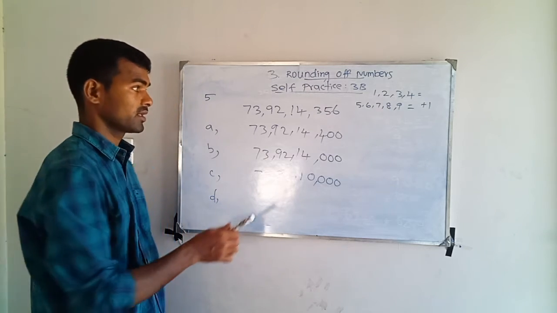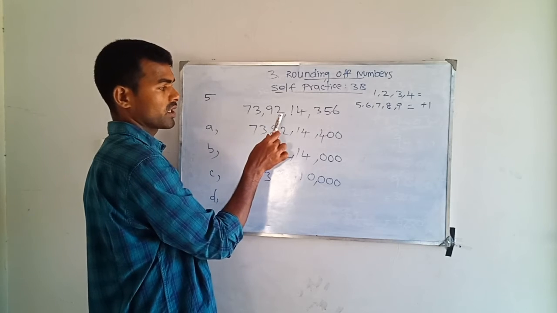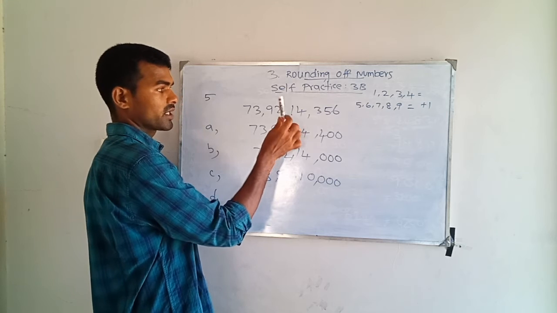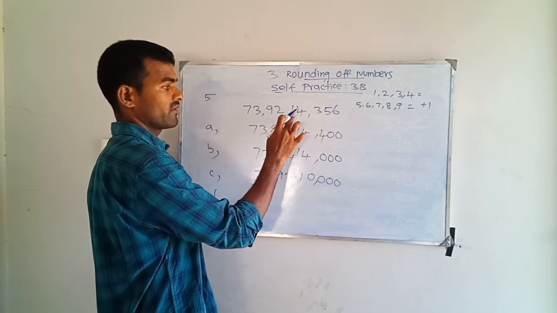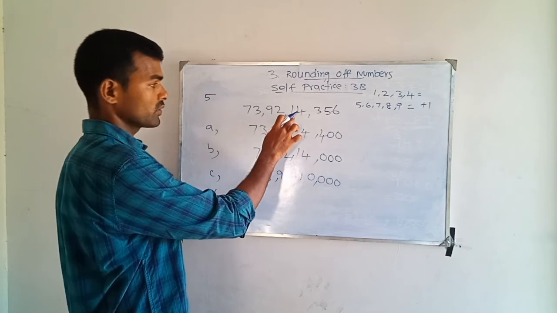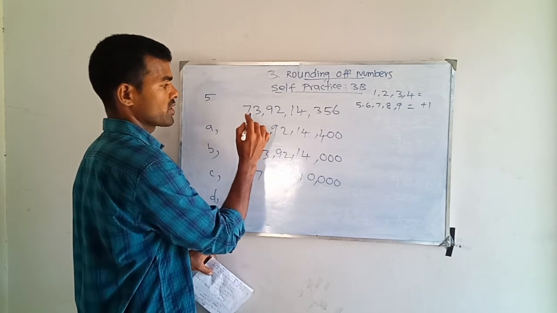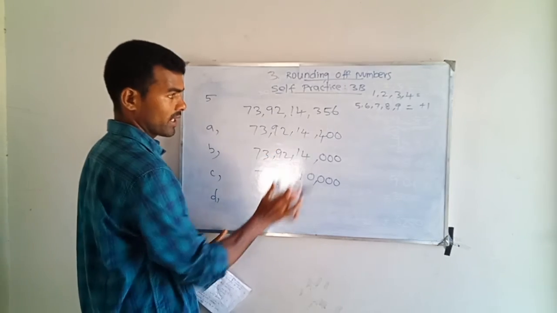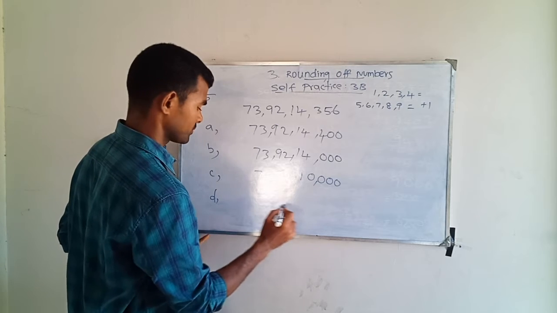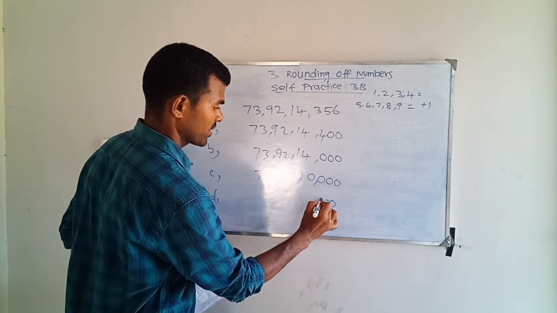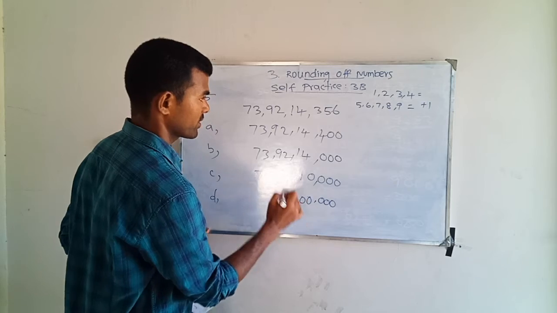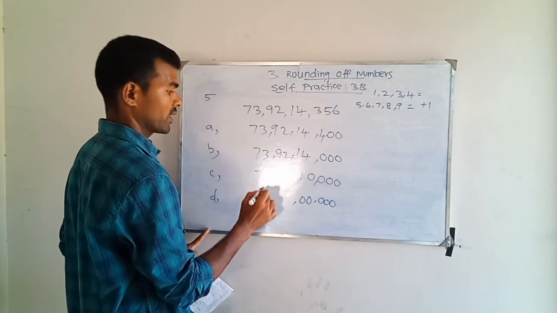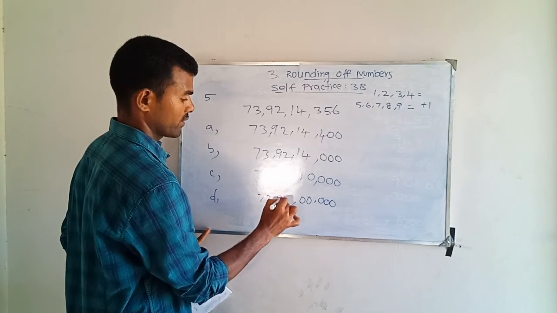Next, question D. Find the nearest lakh. To round the number to the nearest lakh, look at the 10,000 place. The 10,000 place here is 1. If it is less than 5, what will we do? 1 means don't change. 7392, keep this number as it is and make the remaining numbers 0. 1's place, 10's place, 100 place, 1000 place, 10,000 place. See, the 10,000 place is 1. So the nearest lakh is 73 crore 92 lakh.